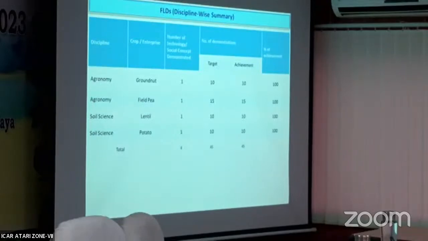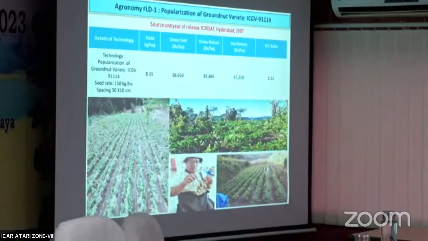Moving on to front-line demonstrations, we have conducted 4 front-line demonstrations for 45 demonstration plots. Front-line demonstration 1 under agronomy is popularization of groundnut variety ICGV 91114, and yield performed better in technology 1 as compared with the farmers' practice. Since it is a front-line demonstration, I'm highlighting the variety. So the net return is 47,210, and the BC ratio is 2.22.